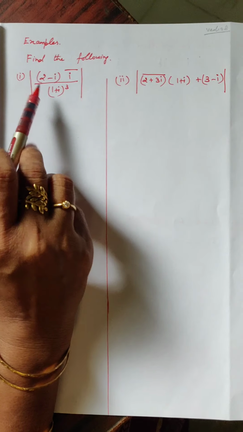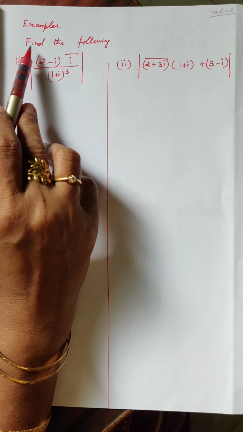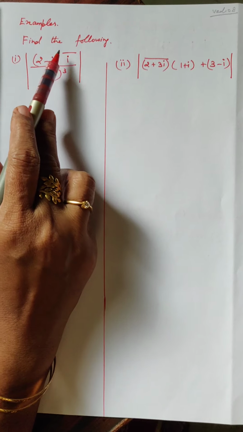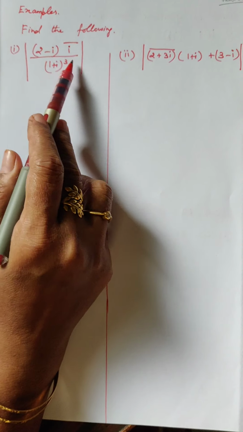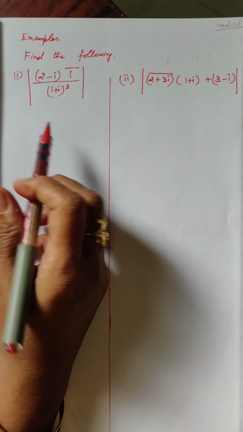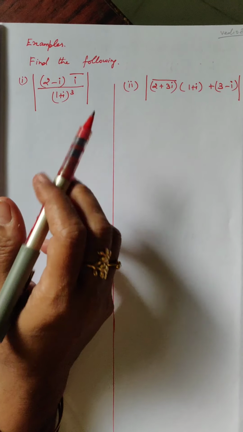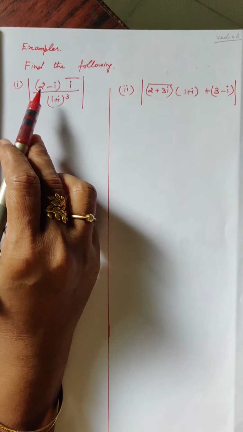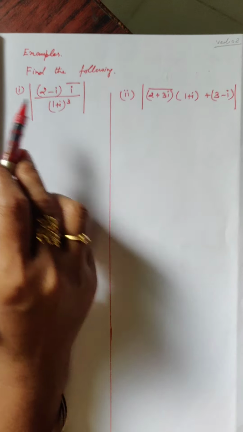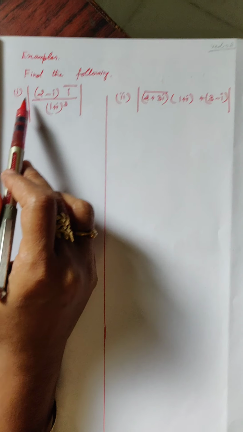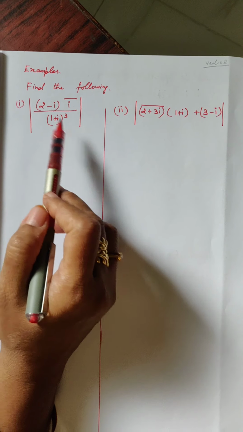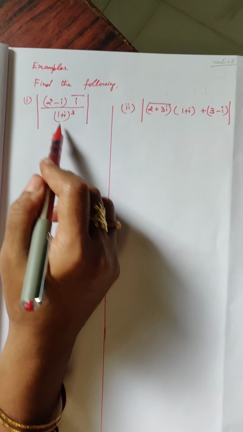Now we are going to discuss some examples. Find the following. Consider the first sum: 2 minus i conjugate by 1 plus i, the whole cube. See here, first you should go through all the properties, then only it is easy for you to do these problems. Here there is a product and here it is division, and the division has the power n. So I am writing this as modulus of z1 z2 by z3, where the product is here and the division is here.